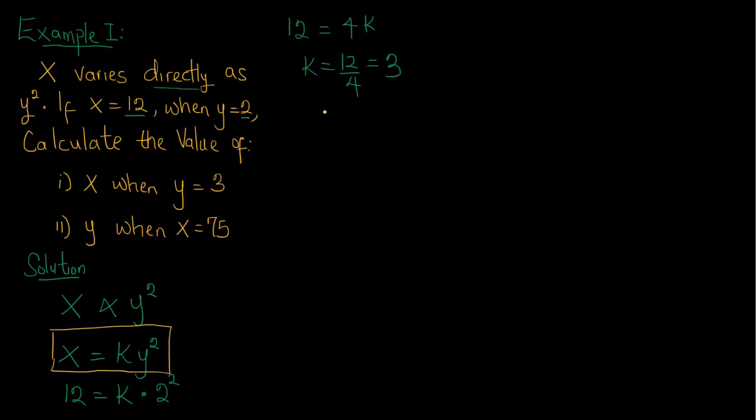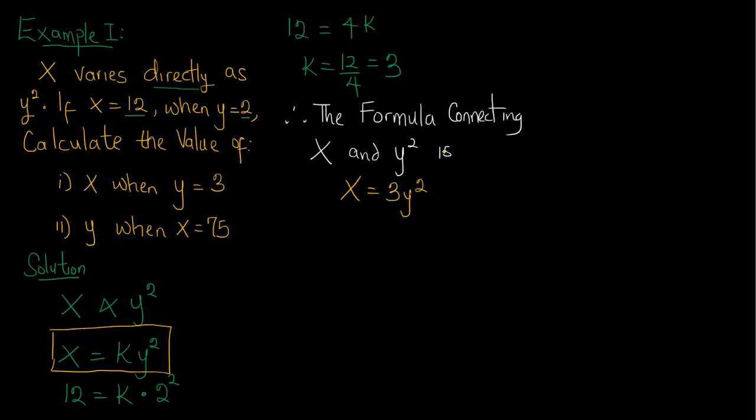Having obtained the value of k, I can go ahead to formulate the formula connecting x and y squared. Here it is. The formula connecting x and y squared is x equals 3y squared. The good thing about this formula is that it's going to allow us, since we know that in direct variation we always have a fixed relationship between the variables, to obtain values of x for corresponding values of y, and similarly, values of y for corresponding values of x. And we are going to see that play out here.